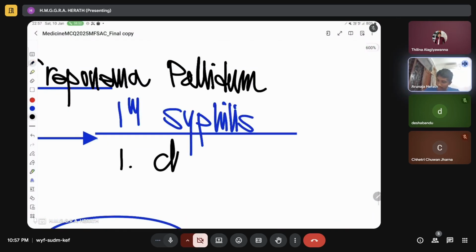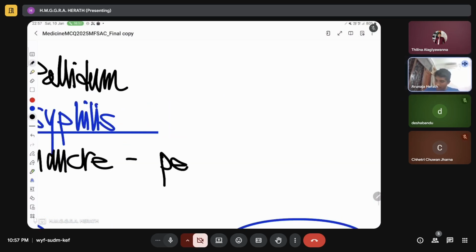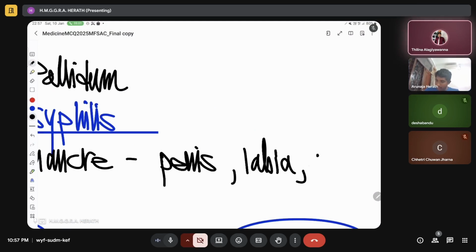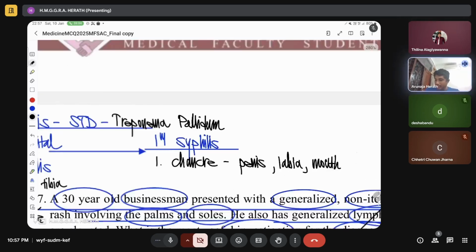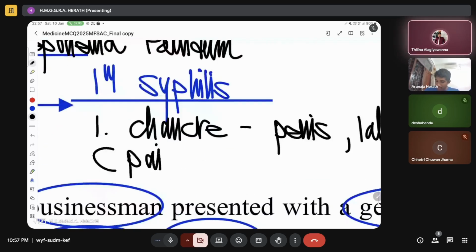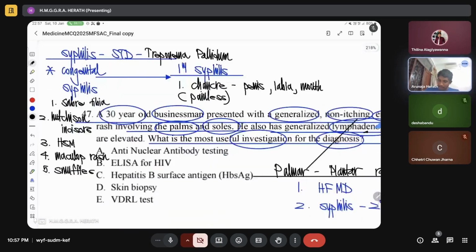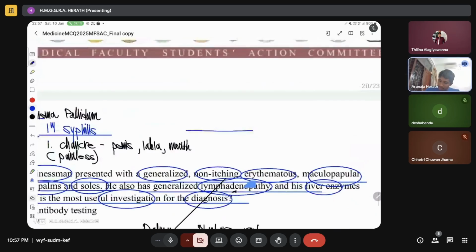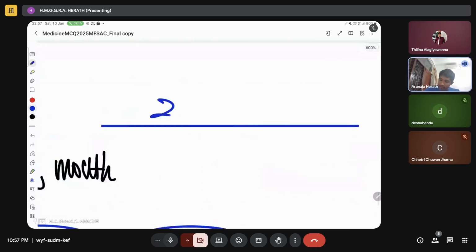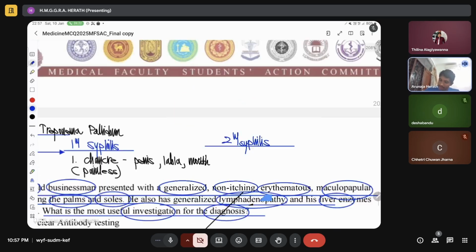They can get a chancre. Chancre is commonly seen in the penis or labia or mouth. Yeah, chancre is painless. Yeah, chancroid is painful. Right? And then this usually disappears after a few weeks on its own. And then comes secondary syphilis. Right? So, how do you identify chancre?